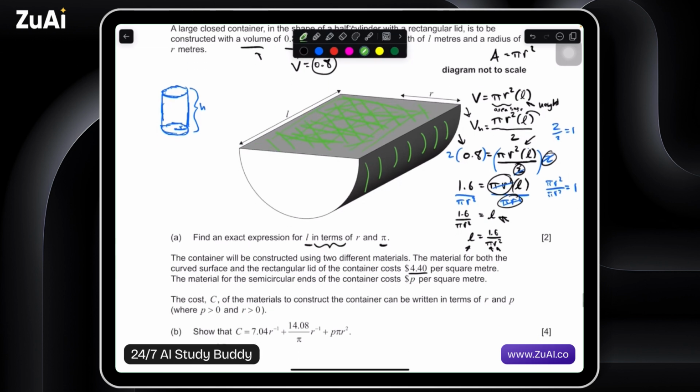And the semicircular ends, that's these right here. This costs P dollars per square meter. We don't know yet. So I'm actually going to write this out in a different color just to make it a little more visible. These are the curved surface and the rectangular lid. Alright.